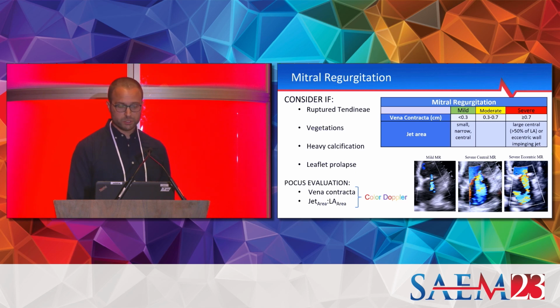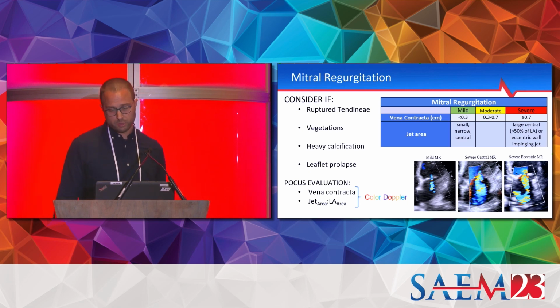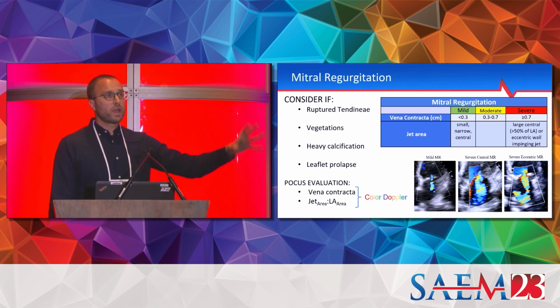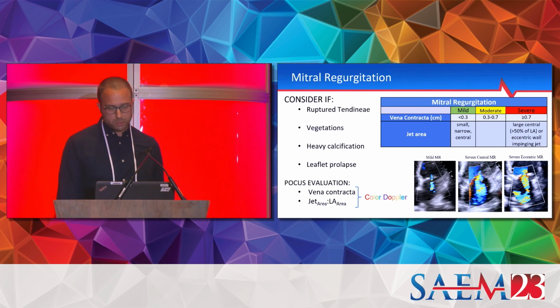For mitral regurgitation, a couple things we could do. Again, that vena contracta, if it's greater than 0.7 centimeters, you're in that severe category. Less than 0.3, that mild category. Other things you can look at is the amount of area that jet is occupying in the left atrium. If it's 50% or more, depending on which study or reference you're looking at, that would be consistent with a severe regurgitant lesion there.